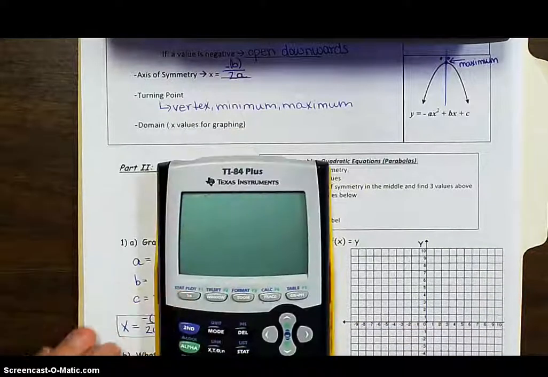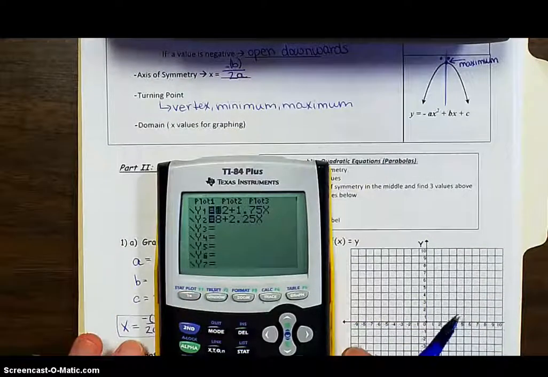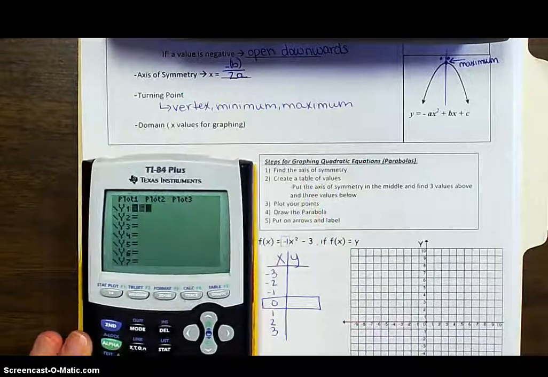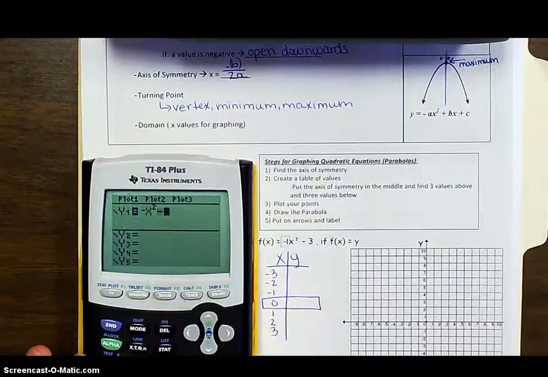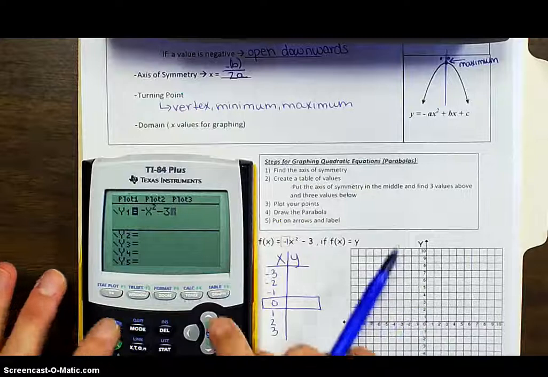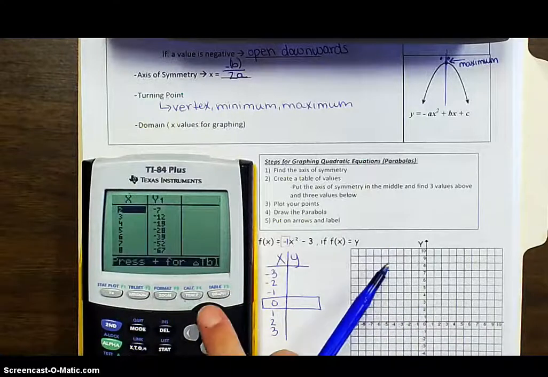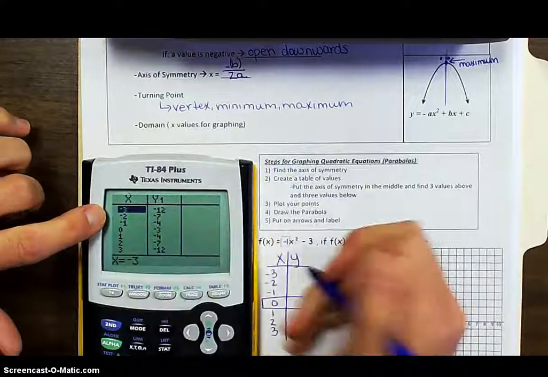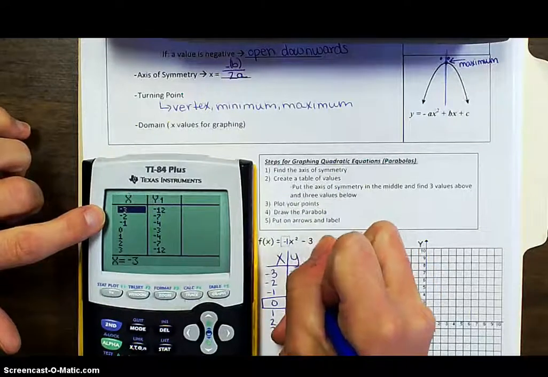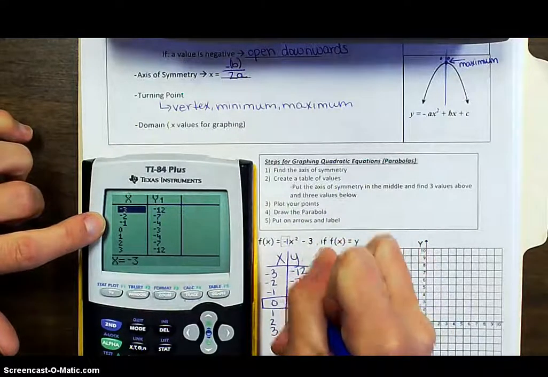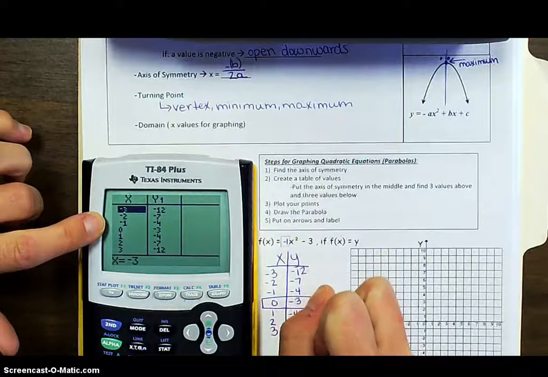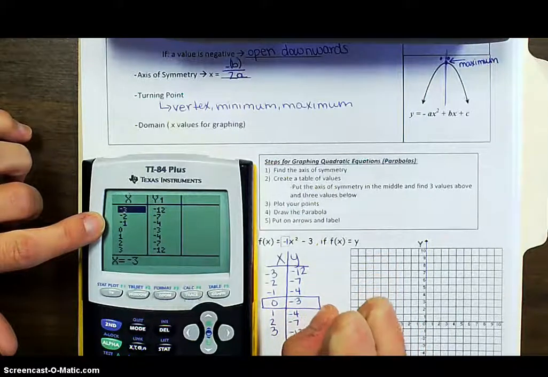Now, to find the range, I am going to let the calculator do the work. So I'm going to go to y equals. I'm going to clear everything out, and I'm going to type in my equation, -x² - 3. And now I'm going to go to my table of values, and I want to match up my domains to find the corresponding y values. So -12, -7, -4, -3, -4, -7, -12.